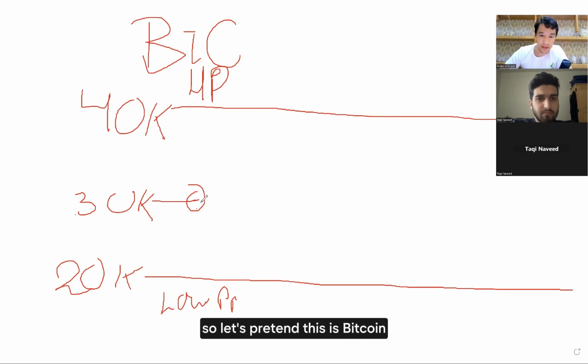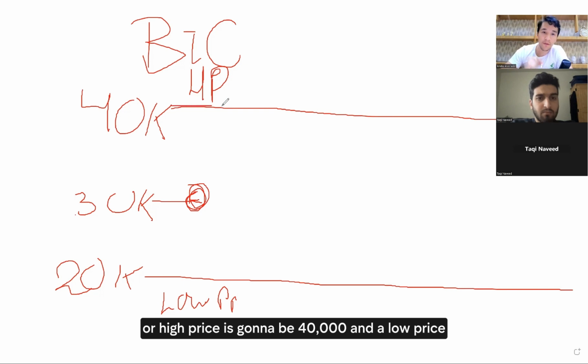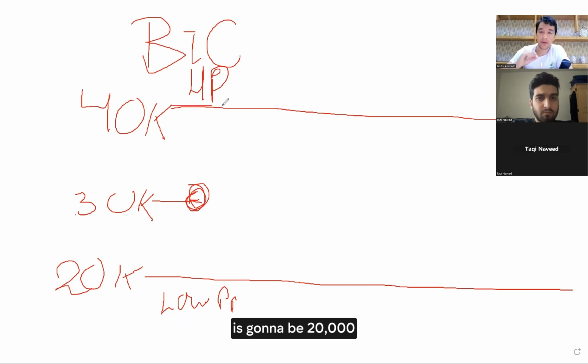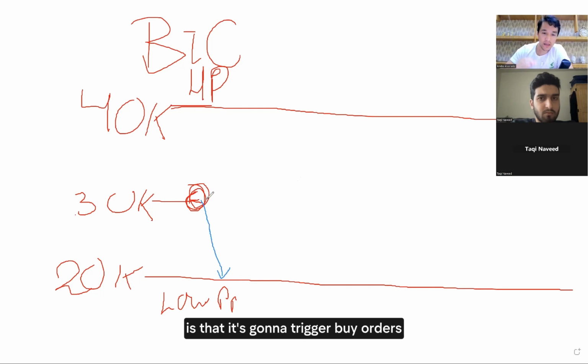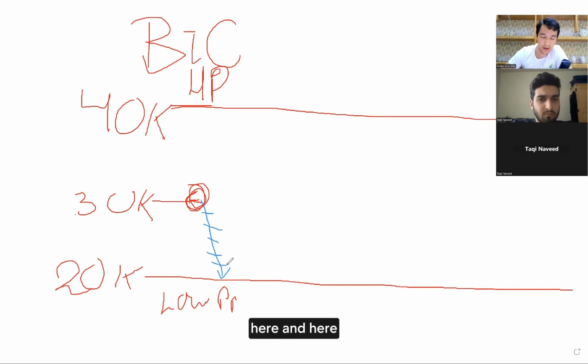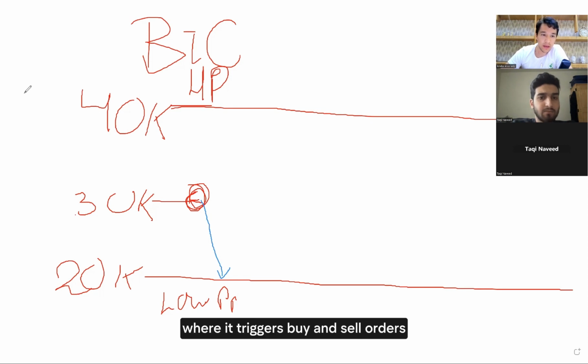So let's pretend this is Bitcoin and the market price right now is 30,000, just for the sake of the example. Our high price is going to be 40,000 and our low price is going to be 20,000. What does this mean? It means that if Bitcoin starts going down in price to 20,000, the bot is going to trigger buy orders here, here, here, here, and here.